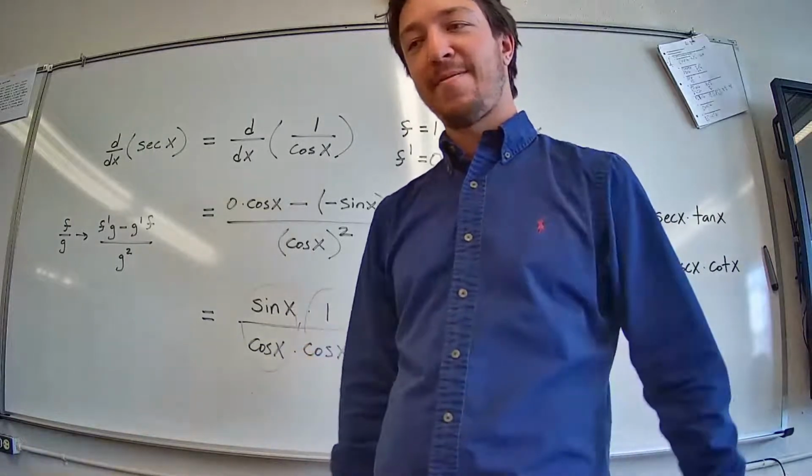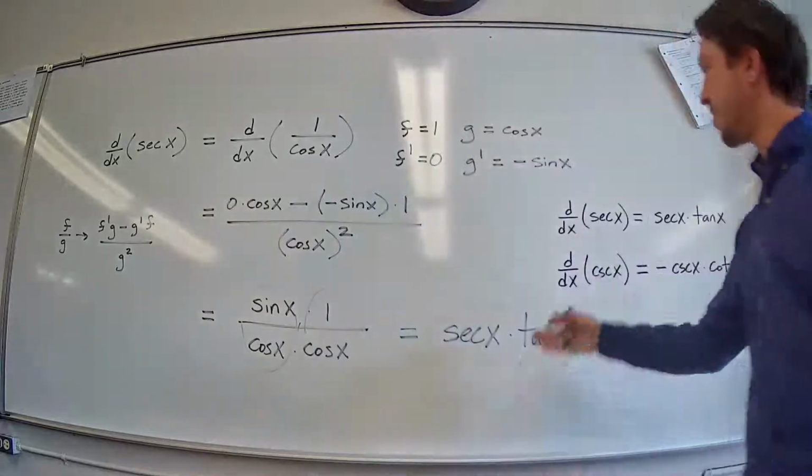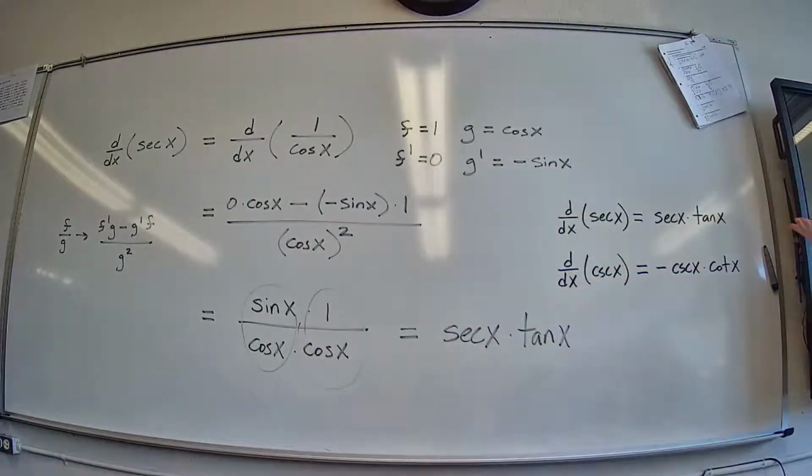Are there any questions? No? Okay, this is a known result now. This is a big one. Yes? Why do you make it 1 over cosine of x again?